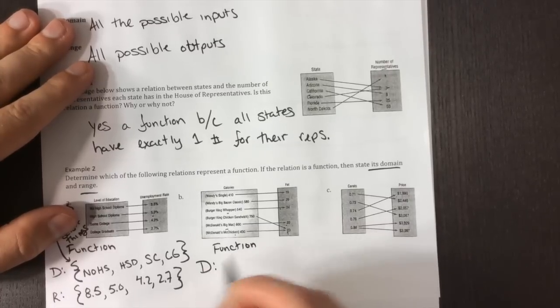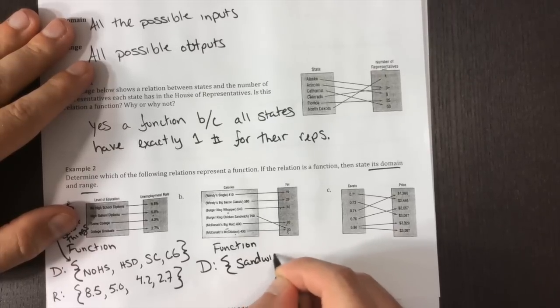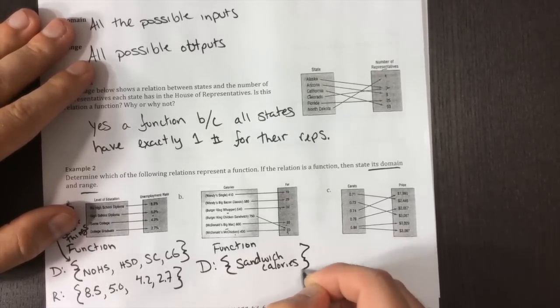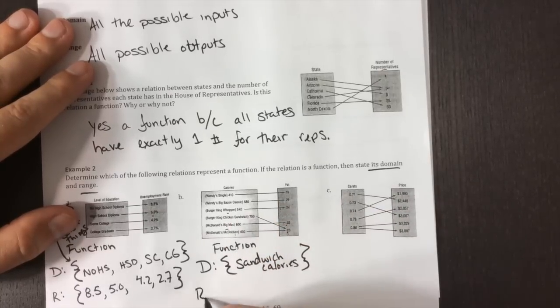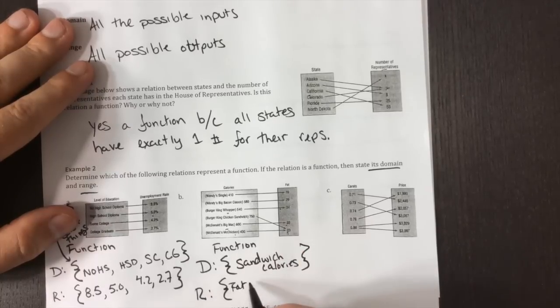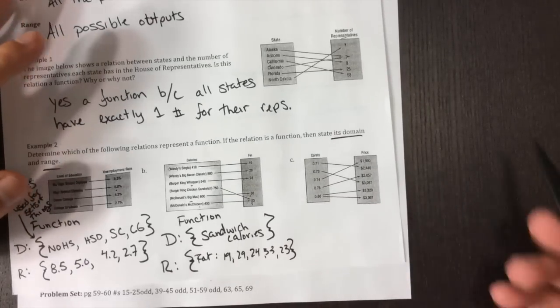And I'm going to write the domain are the sandwiches, calories. We can see the list here. And our range are all of these numbers. It's the fat. So that's 19, 29, 24, 33, and 23. We could organize this list numerically, but that's for a little bit later.